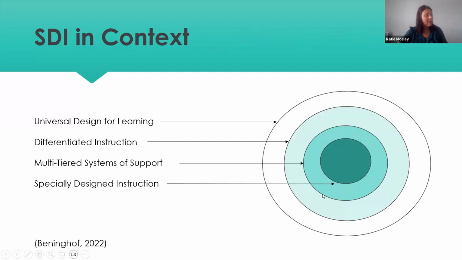As we look to break down SDI, if you had to define SDI for a new colleague or maybe someone who wasn't in education, how would you describe it with what you know now? Just throw some ideas in the chat, if you will. How would you describe SDI to someone?